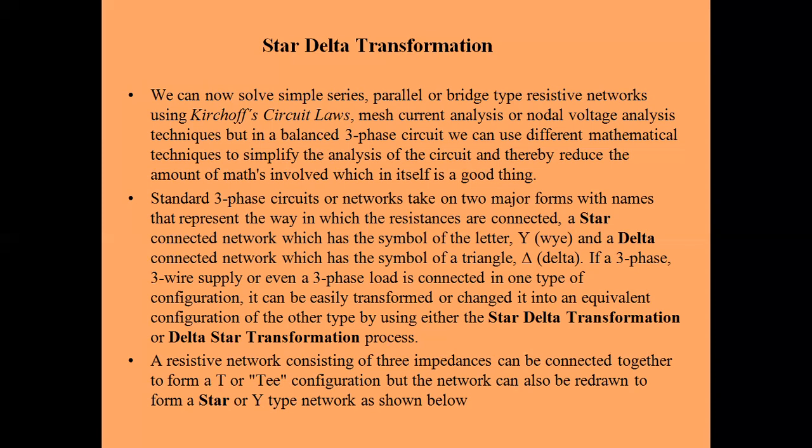If a three-phase, three-wire supply or even a three-phase load is connected in one type of configuration, it can be easily transformed into an equivalent configuration of the other type by using either the star-delta transformation or delta-star transformation process. Means we can transform a star network into a delta one or a delta network into a star one. A resistive network consisting of three impedances can be connected together to form a T configuration. But the network can also be redrawn to form a star or Y type of network as shown below.